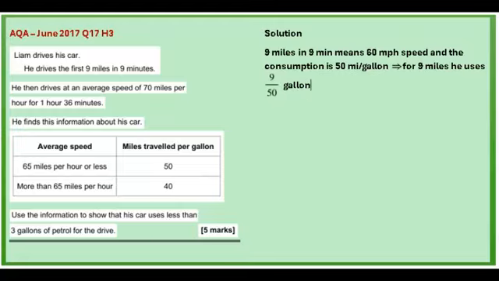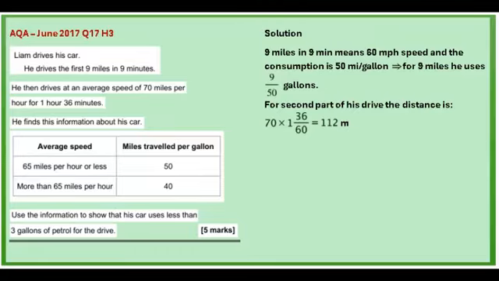So for the second part, he goes 70 miles per hour. He goes 1 hour and 36 minutes. Now, the 36 minutes is 36 over 60 hours. Because we need to work in hours, we find the distance. So we multiply the velocity times time to get the distance traveled in the second part of his drive.